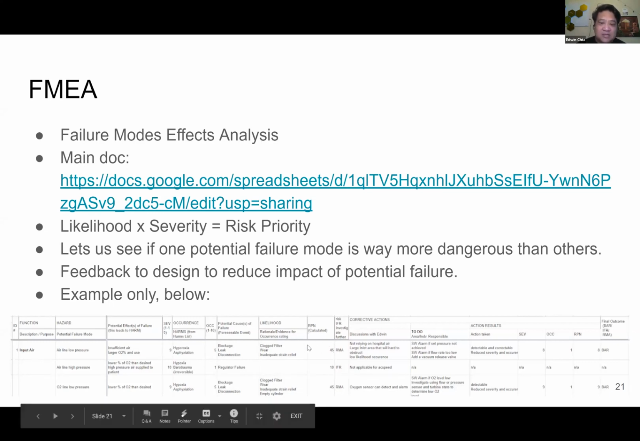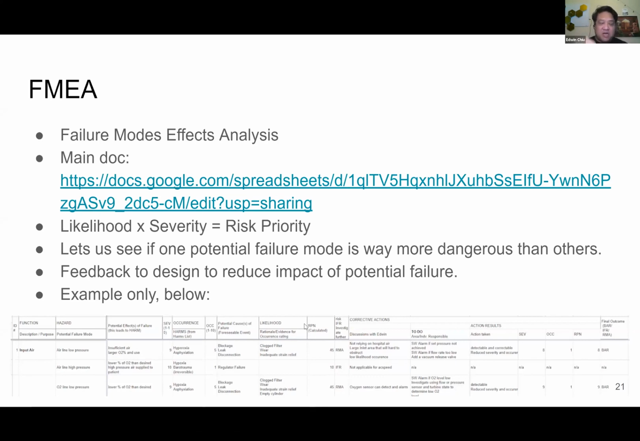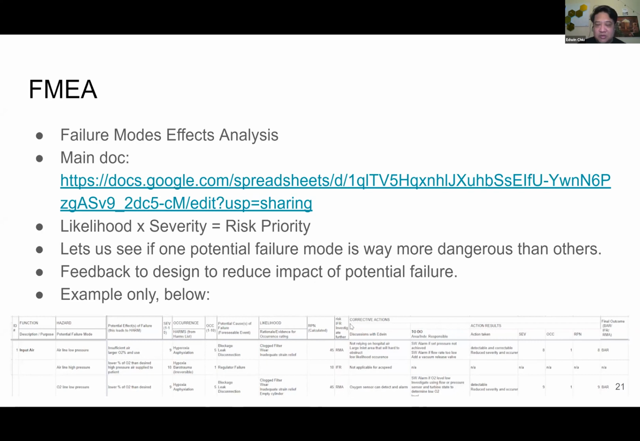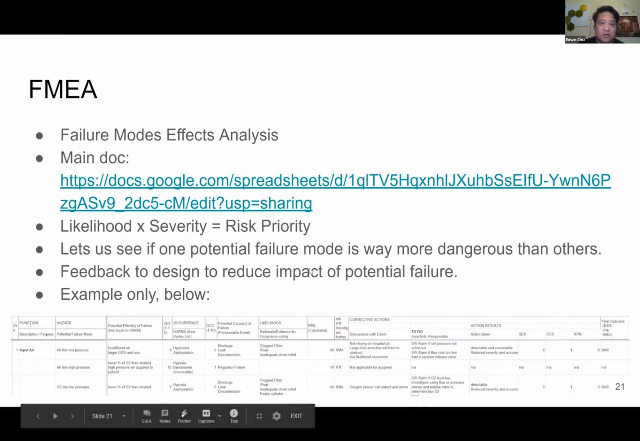This basically allows us to see if we have one particular risk that is much higher than the rest. If you design something that is safe in situations 1, 2, and 3, and situation 4 is really, really dangerous, then the system is still just as dangerous as situation 4. The chain is only as strong as its weakest link. This is the tool we use to systematically go through all our failure modes. So this is a very useful tool.